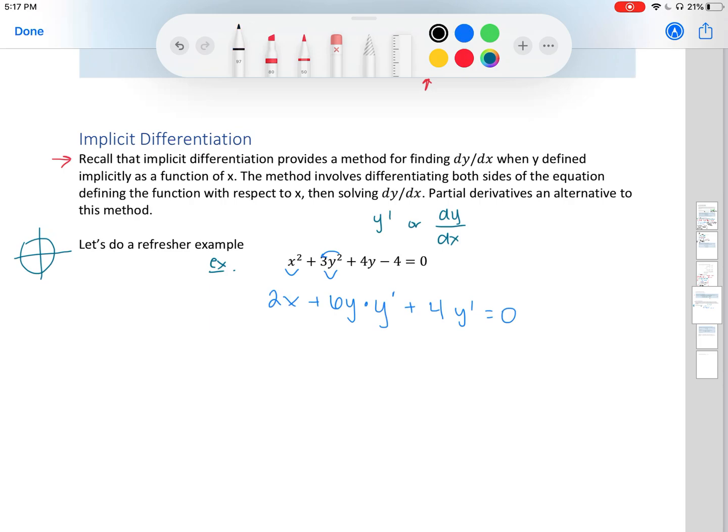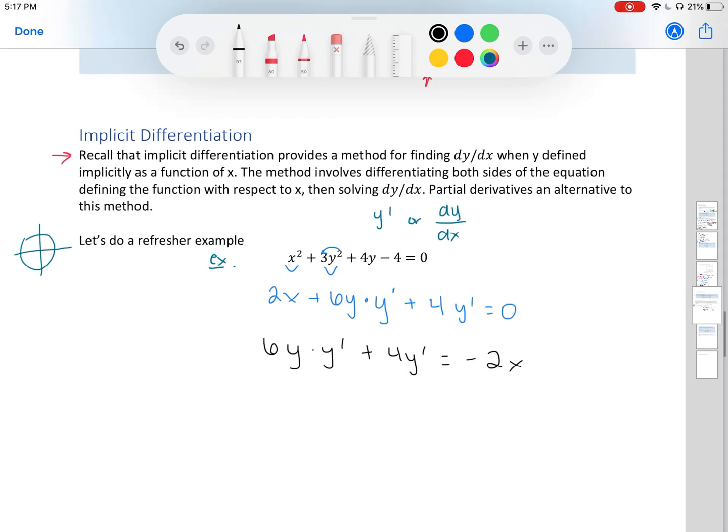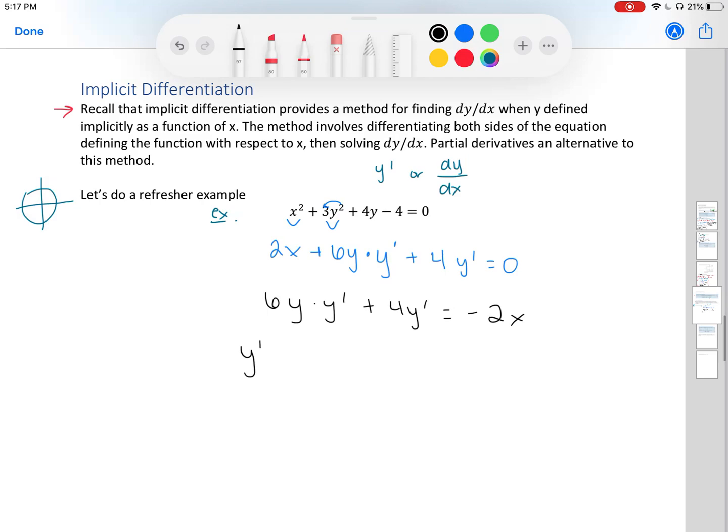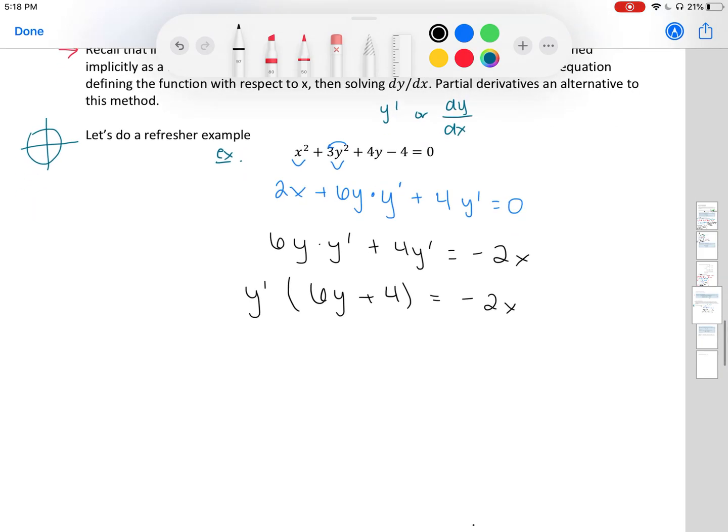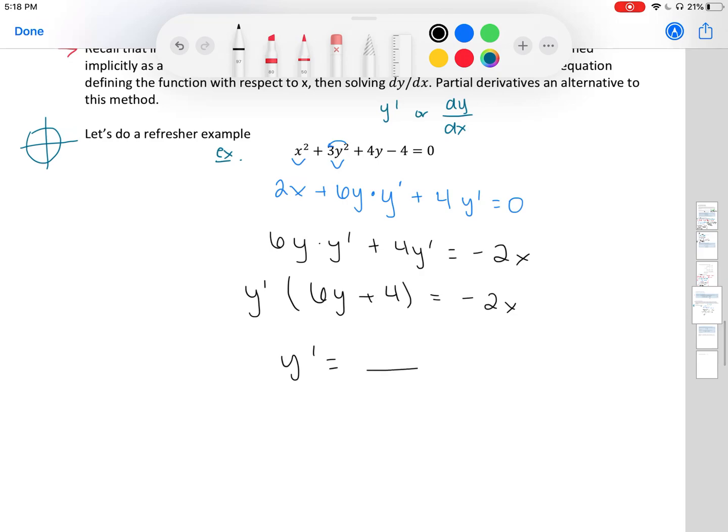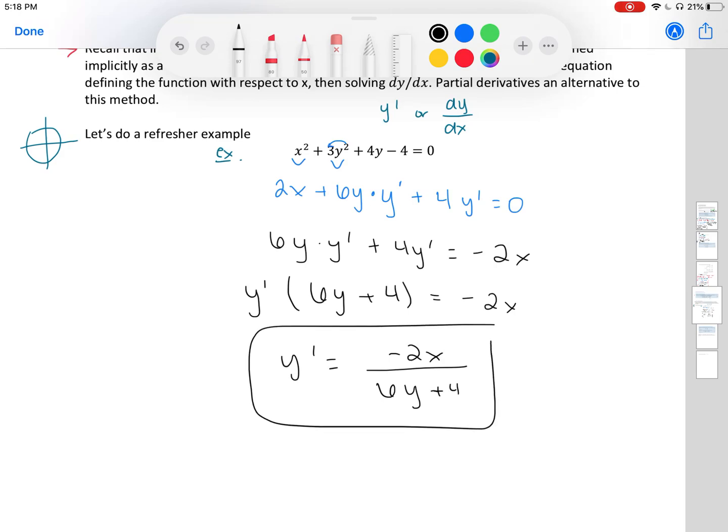Next step, you want to isolate your y prime. So you move your 2x over. So you have 6y times y prime plus 4y prime is equal to negative 2x. The goal is to factor out those dy/dx's or your y primes. So you're left with negative 2x divided by 6y plus 4. So that was implicit differentiation.